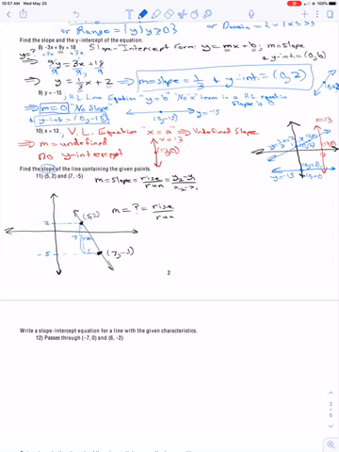Right, now what's your run factor? Your run factor is how far right and left you move. So where did we end up on the x-axis? We've gone from 5 over here to 7. We've gone right 2 units, right? The change in the x-coordinates.